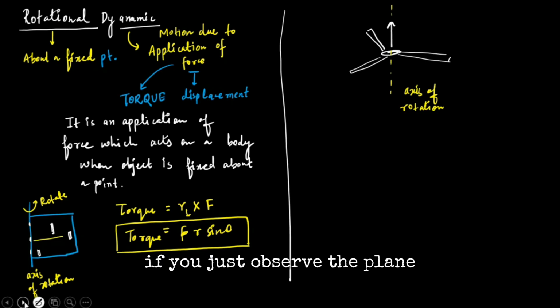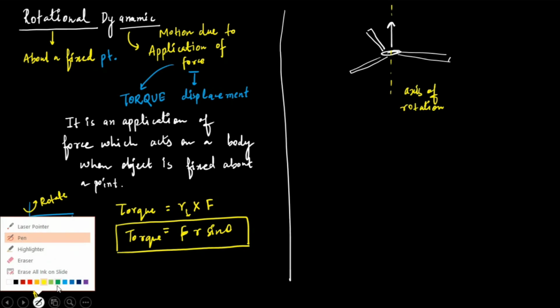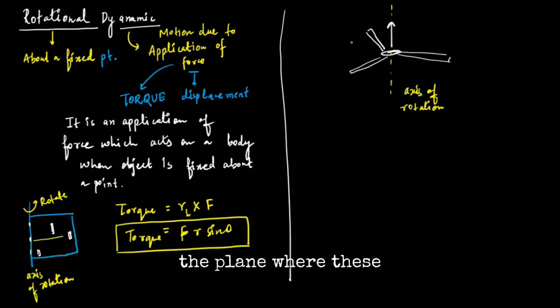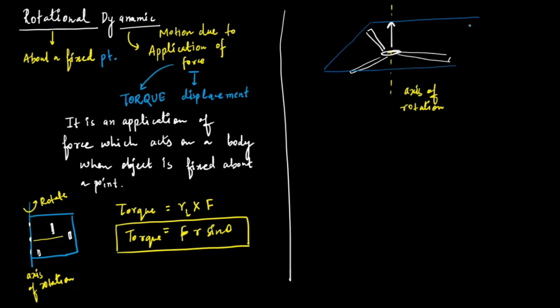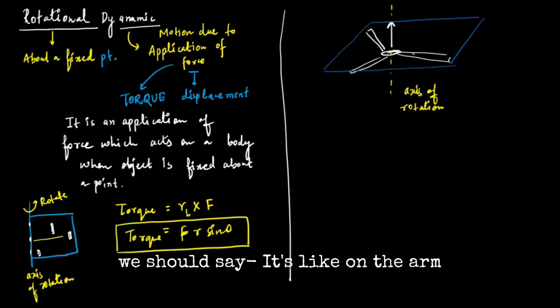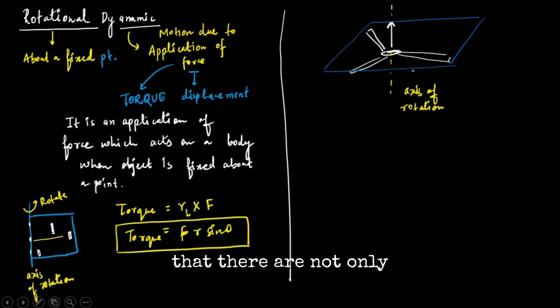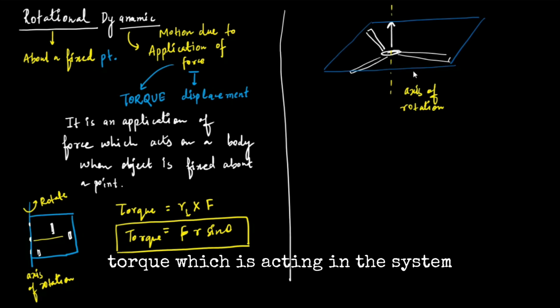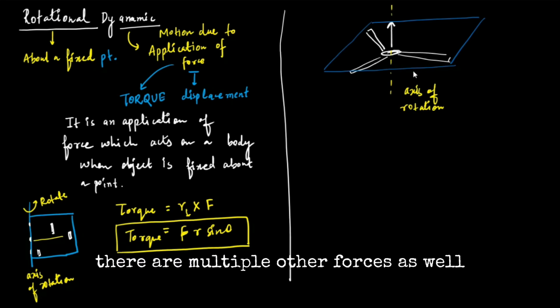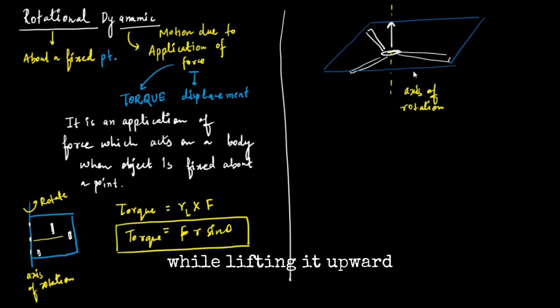Apart from this, if you just observe the plane where these wings lie, I can say, about this plane, where is the force acting? Or we should say, it's like on the arm. So what we need to understand here is that there is not only torque which is acting in the system, there are multiple other forces as well which play their role while lifting it upward.